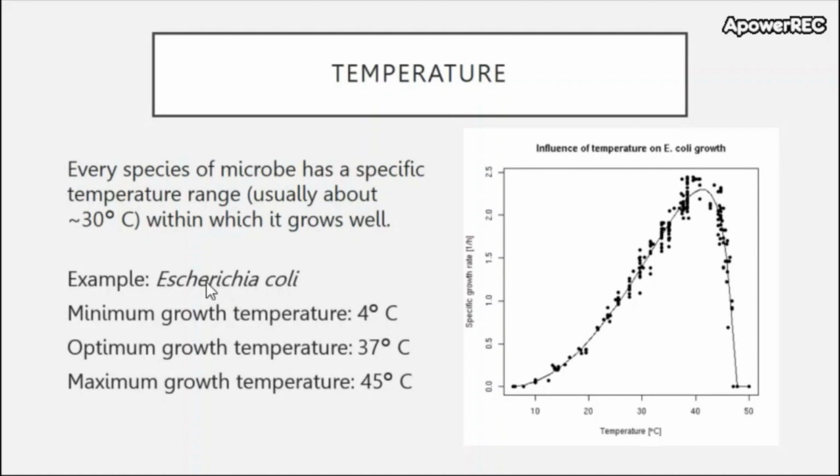So with E. coli, it says the minimum growth is about 4 degrees Celsius. The optimal growth typically for E. coli is 37 degrees Celsius. And then typically for E. coli, the maximum growth is 45 degrees Celsius. And this can vary a little bit with different strains of E. coli. So just like you have different strains of fruit trees or animals that are grown for animal husbandry and plants and things like that, you can have different strains of bacteria as well.